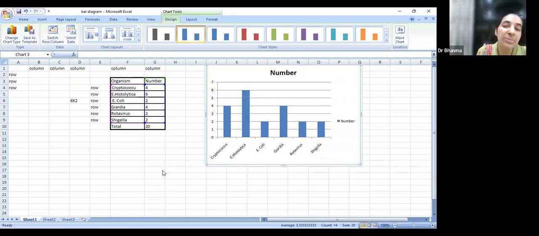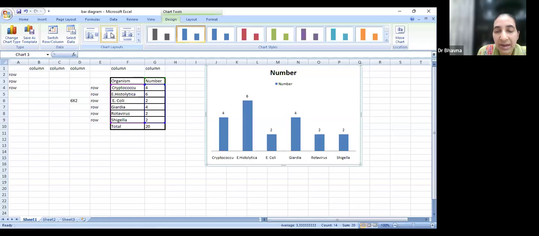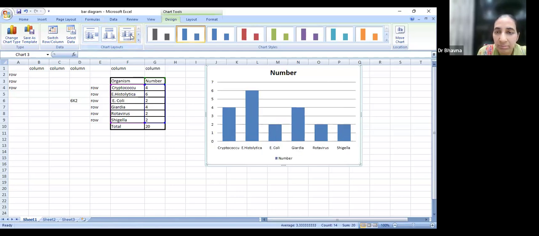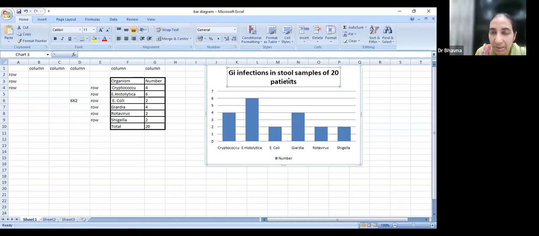Now, we can also represent this data with the help of a pie chart. You can write this also, 4, 6, 2, 4, 2, 2. These are the different ways you can represent your data. This is the legend you see here. This is the number. You can also change the title, GI infections in stool samples of 20 patients, whatever you want to write. This is the title.